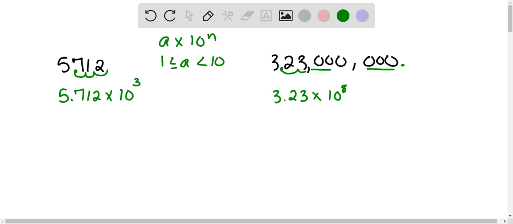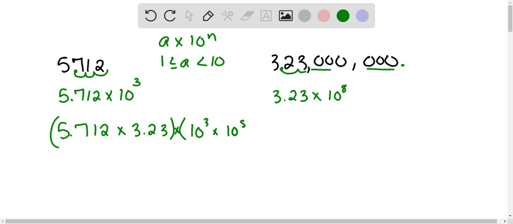My next step is to go ahead and multiply out the two numbers. So I'm going to do 5.712. I'm going to rearrange things a little bit while I do it, because since it's all multiplication, I could put the like things together. And then I'm going to multiply that by the 10s, so 10 cubed times 10 to the 8th. So 5.712, we're going to multiply that by 3.23, and I get 18.44976.